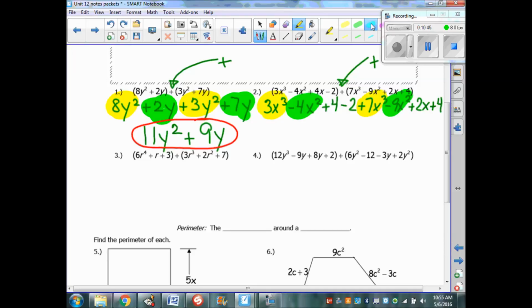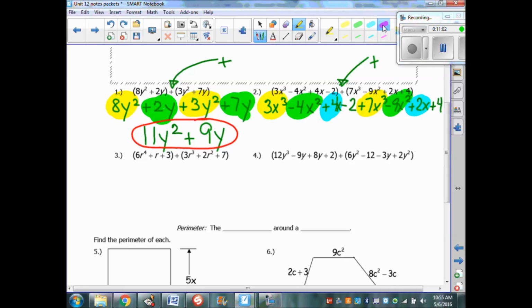And then, whoops, I left out 4x there. There we go. Now I'm going to continue to search for my x's. I have a plus 4x and a plus 2x. And then the last ones are going to be my constants, the ones that don't have any variables. So that minus 2 and plus 4.